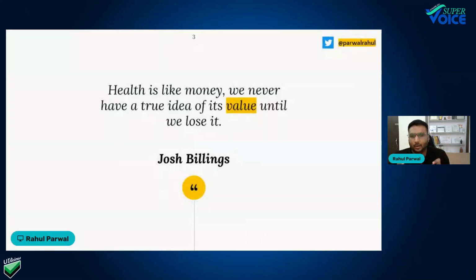Health is undoubtedly the most precious thing in our life and in everybody's life, but yet it is often the most ignored thing. A lot of people don't realize the true value of health until they start losing it. And once they start losing it, sometimes it gets too late to realize. It's not that taking care of health is very hard, but the conscious thought of taking care of health comes pretty late for most people. As Josh Billings put it, health is like money. We never have a true idea of its value until we lose it.